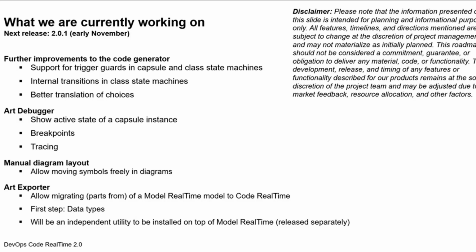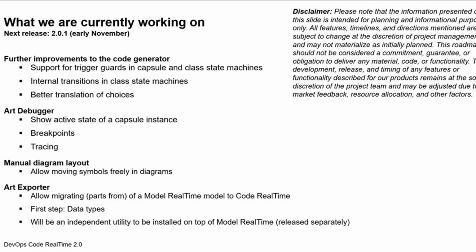And then the art exporter, that is not really part of Code RealTime, but it's strongly related, of course, to Code RealTime because it's a utility that we will release separately. Most likely it will be placed on the utilities page on the Model RealTime Info Center. And then you can install that on top of Model RealTime to get an export wizard that can allow you to export parts of your Model RealTime model to art files to be used in Code RealTime.